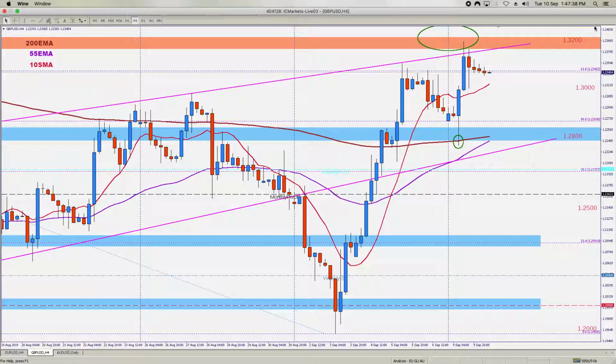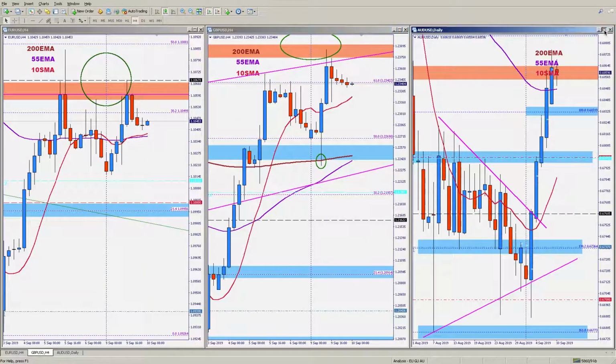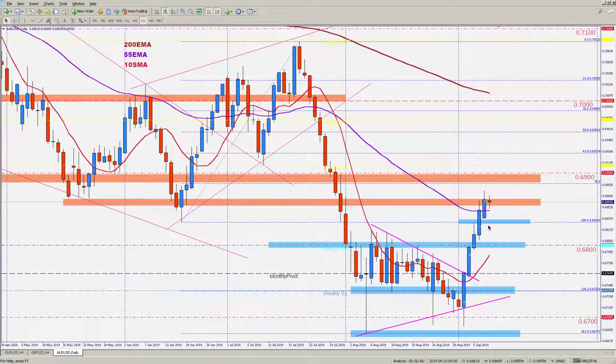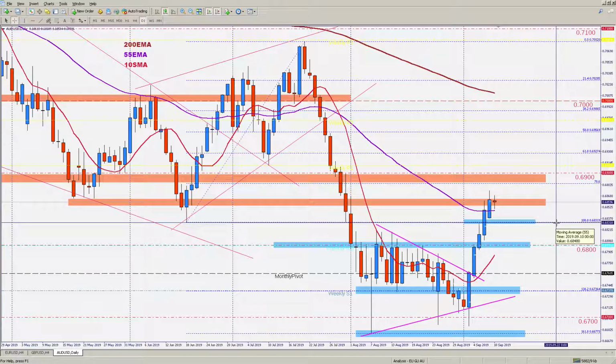Okay, let's move on to the Aussie dollar. Likewise, yesterday it has also climbed higher above the 55 EMA, and we'll see now whether this will be support for the Aussie dollar at the previous swing low at the 0.6830 area.